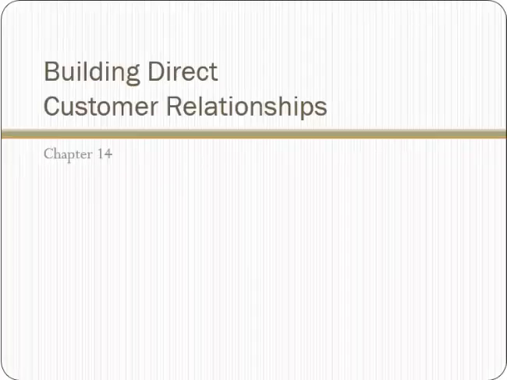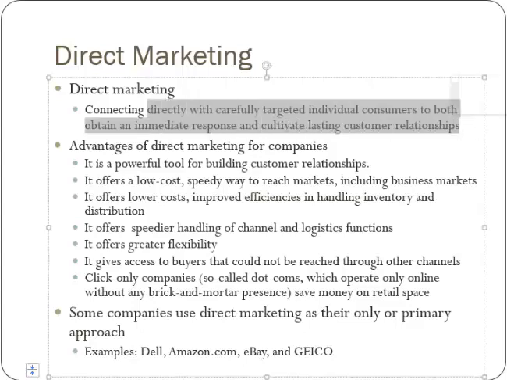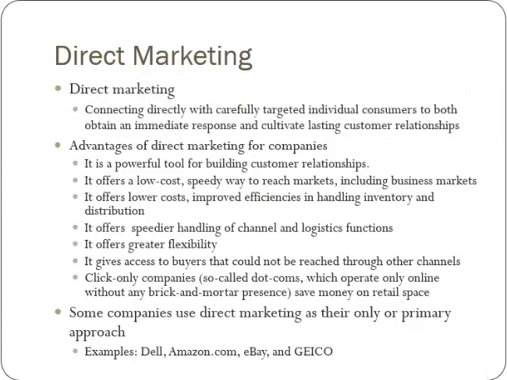The next section is going to really continue on the same theme as the previous chapter. The previous chapter was about individual salespeople. Now we're looking at building direct customer relationships, building one-on-one relationships between the company and the customer. Direct marketing, of course, means connecting directly with carefully targeted individuals to both obtain immediate response and to cultivate lasting customer relationships. We're not talking about advertising to the general market.